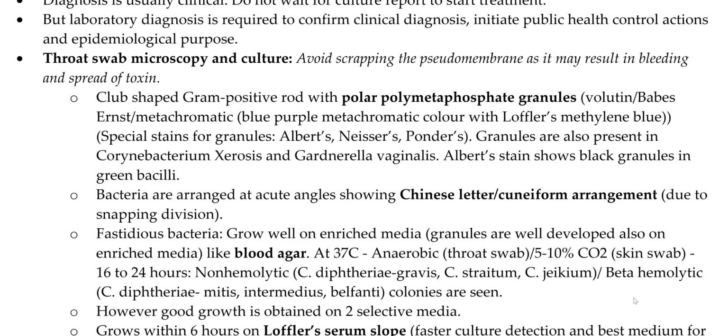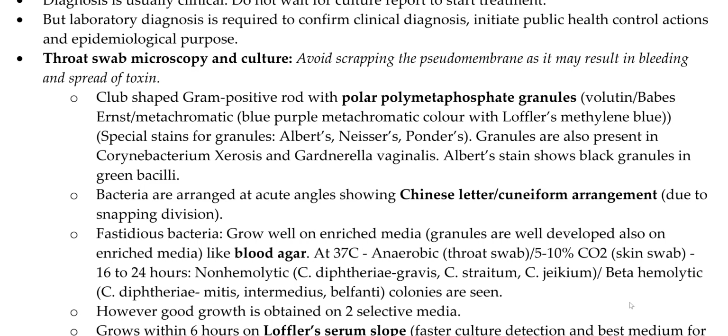In 16 to 24 hours, you will see non-hemolytic or beta-hemolytic colonies, depending on which Corynebacterium and which subspecies it is. Corynebacterium diphtheriae gravis is usually non-hemolytic. All the others, mitis, intermedius, and belfanti biotypes, are beta hemolytic. Striatum and jeikeium again are non-hemolytic. So the ones which can cause severe complications are usually non-hemolytic. That's how I remember them.